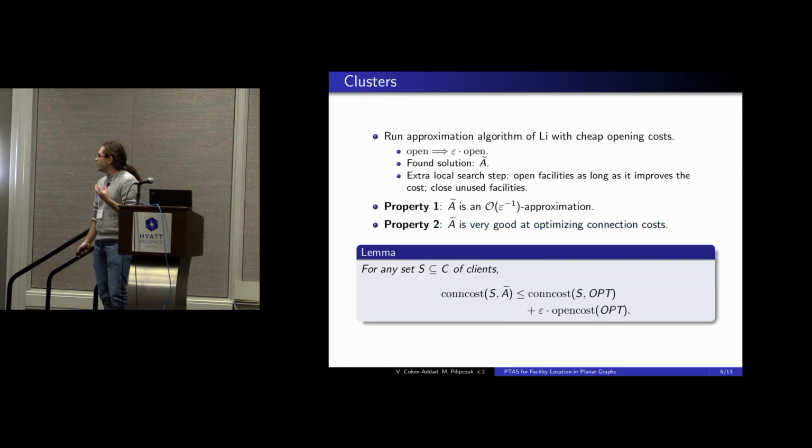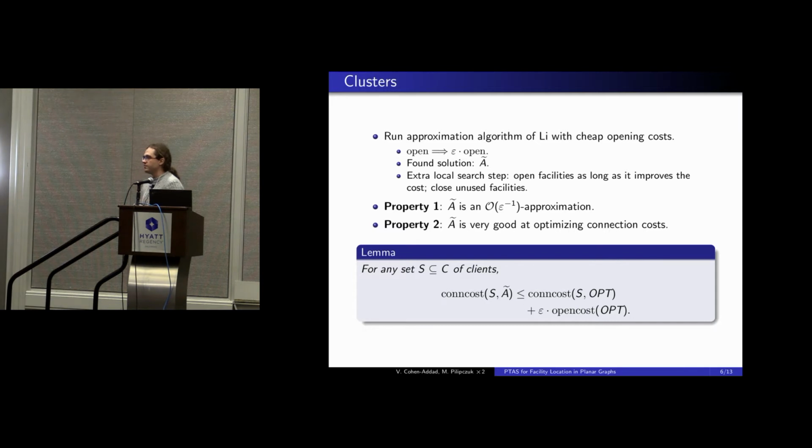What does it mean? I want to state the following lemma, which I won't prove here, but it's not very hard to prove: whatever favorite set of clients you care about, what this solution pays for connecting them is not much more than what the optimum solution pays. This lemma can be easily proven by saying that if it is not true, then there is some facility such that if you open it with the cost scaled by epsilon, you decrease the connection cost of the approximate solution. That would violate our local search setup.